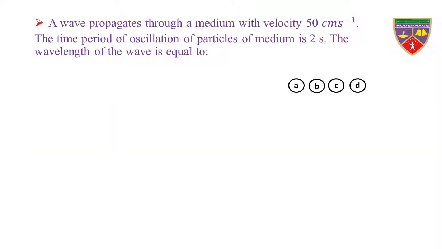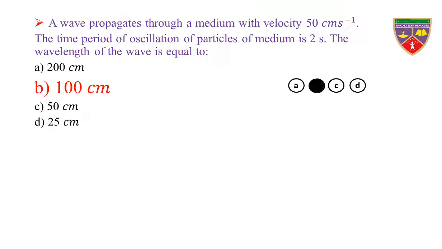A wave propagates through a medium with velocity 50 centimeter per second. The time period of oscillation of particles of the medium is 2 seconds. The wavelength of the wave is equal to: option A, 200 centimeter; option B, 100 centimeter; option C, 50 centimeter; option D, 25 centimeter. The key is 100 centimeter. Therefore, the correct option is B.